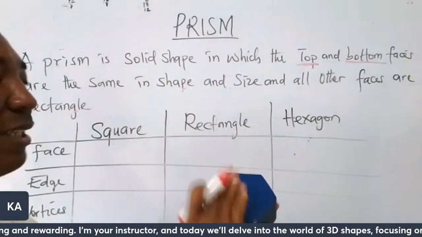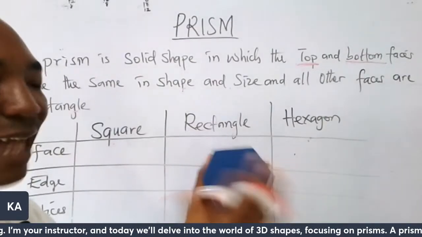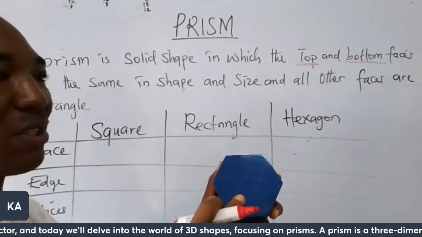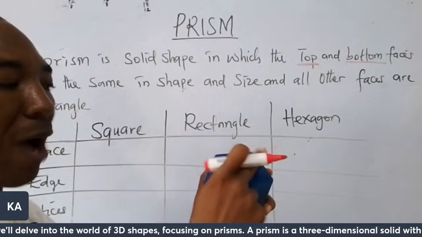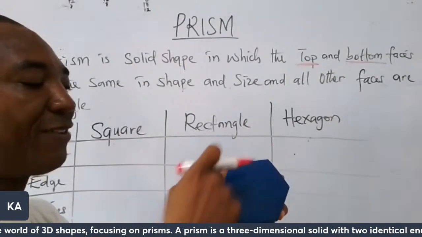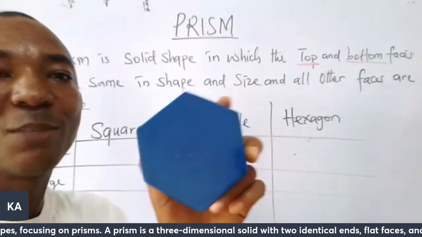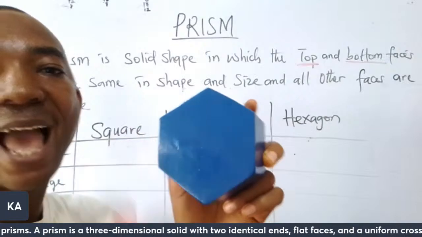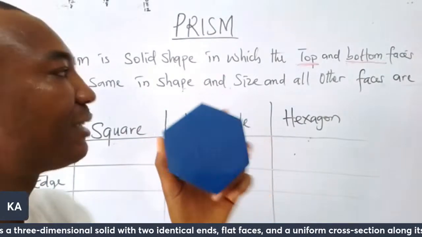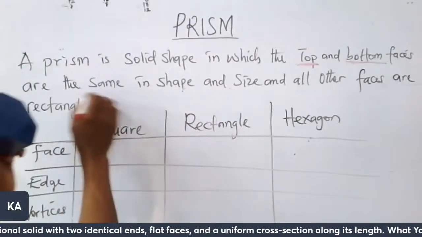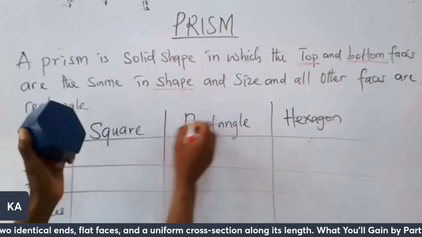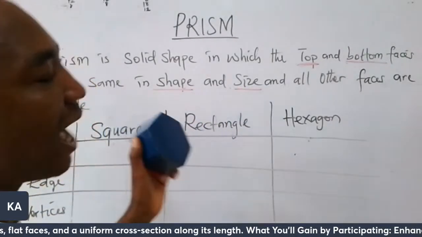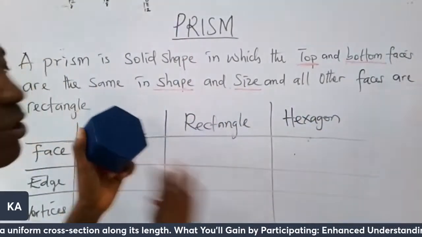If you look at this one now, the top is like a plane shape. What kind of plane shape, or what kind of polygon, is this? 1, 2, 3, 4, 5, 6. That is 6. It means this is a what? A hexagon, isn't it? Then we said they must have the same shape and the same size. And all other faces must be what?